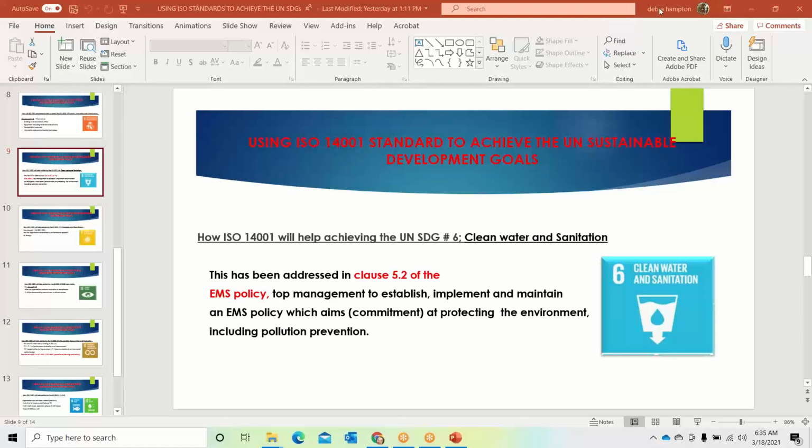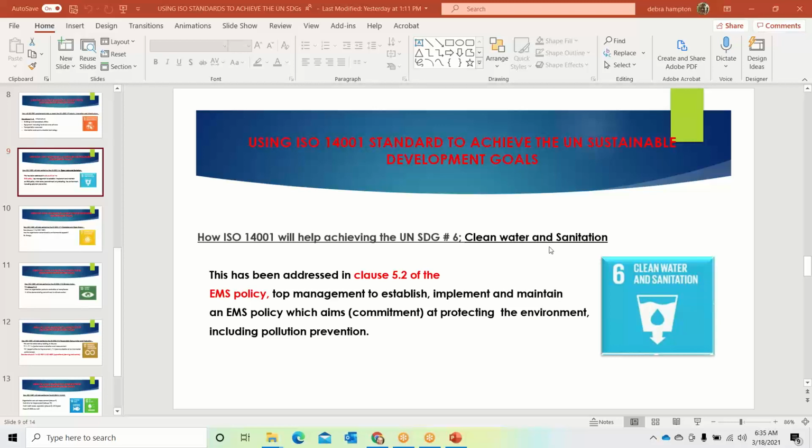Okay, that is that concerning the quality management system, on how we can use it to achieve the United Nations Sustainable Development Goal. So now we are going to discuss ISO 14001 and how it can help us to achieve the United Nations Sustainable Development Goal number 6, which is clean water and sanitation. So we can align it with clause 5.2.